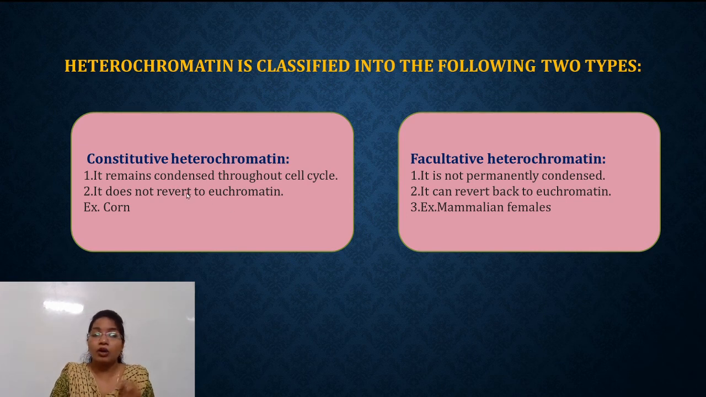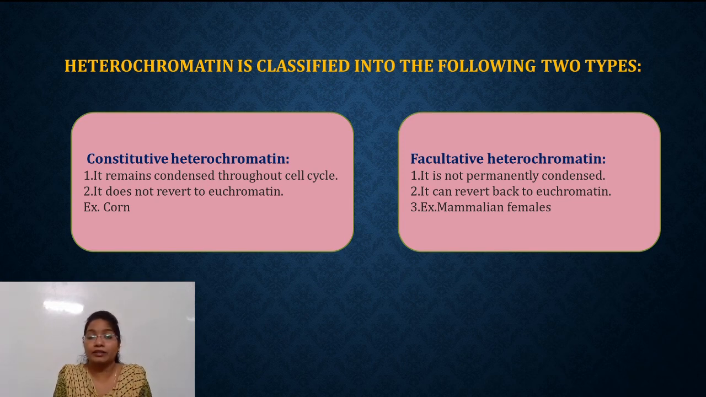First is the constitutive heterochromatin and second is the facultative heterochromatin. Constitutive heterochromatin remains condensed throughout the cell cycle, and it cannot revert back to the euchromatin structure. So these constitutive heterochromatin are present in corn.